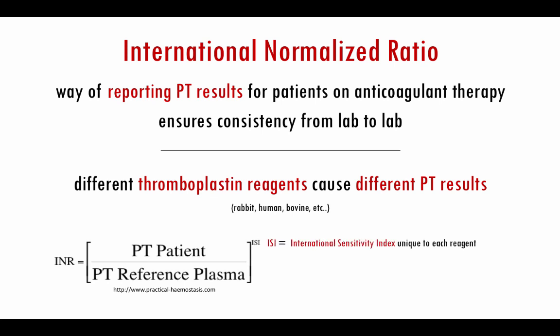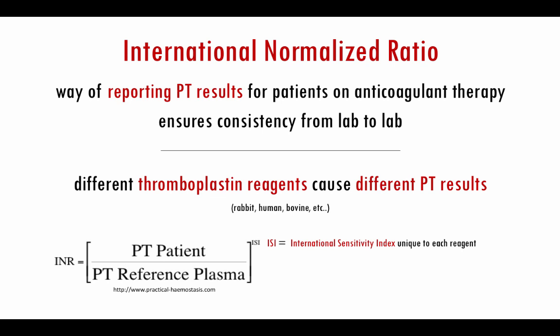So they have to do this kind of testing to figure out what number their ISI, their International Sensitivity Index, is that applies to their product. And so, rabbit thromboplastin will have its own ISI, human will have another one, bovine will have another one, and it's up to the manufacturer to tell you that.